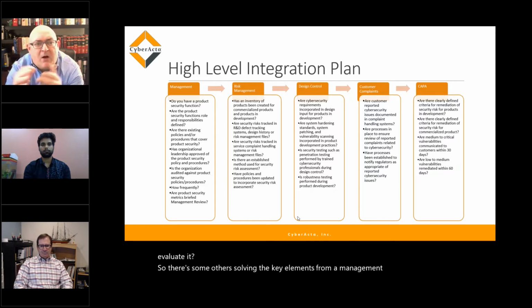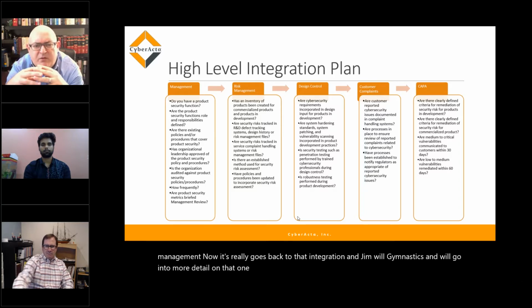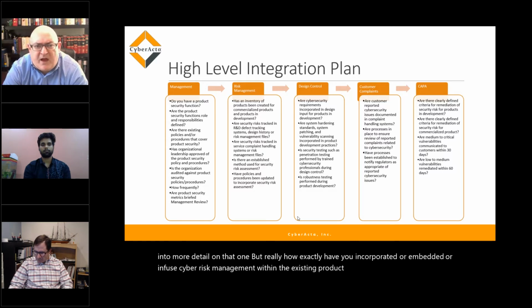From risk management now, it really goes back to that integration, and Jim Isaacson will go into more detail on that one. But really, how exactly have you incorporated or embedded or infused cyber risk management within the existing product risk management that exists right now?